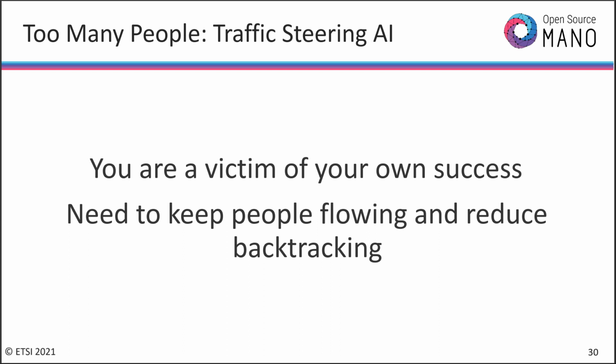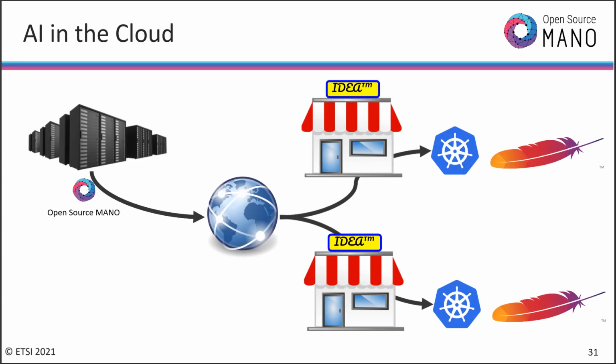And now you're a victim of your own success. We need to figure out how to keep people flowing, reduce backtracking, and maintain social distance. That is a reality in today's world. We want to keep those one-way aisles flowing one way, and we want to help people to be able to navigate the store. So what we're going to do is we are now going to add some artificial intelligence for doing traffic steering within our site, within our 2 sites, actually.